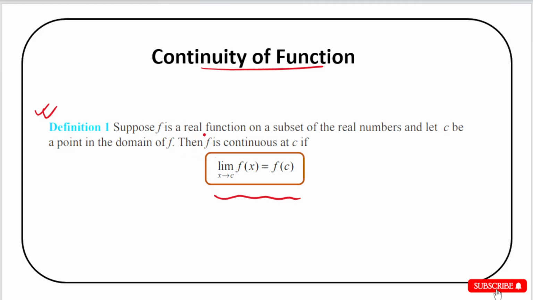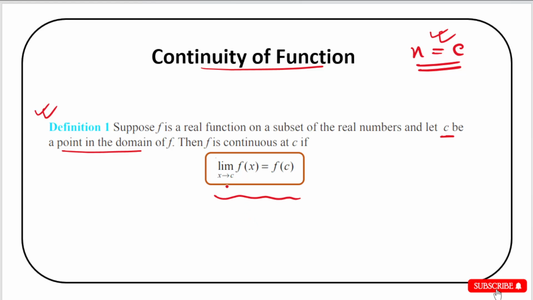Suppose f is a real function on a subset of real numbers, and let c be a point in the domain. Now we are talking about continuity at a particular point. Later on we will come to what happens in an interval, but as of now we want to know the definition of continuity of the function f(x) at the point x equals c. The criterion for that is that limit x tends to c of f(x) should be equal to f(c).